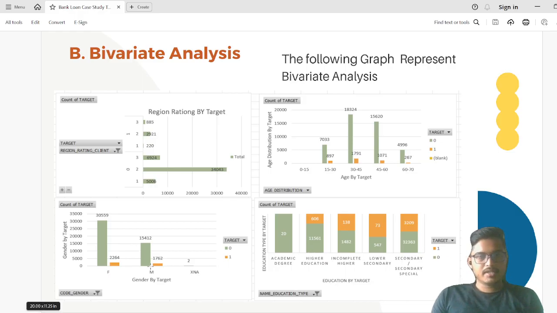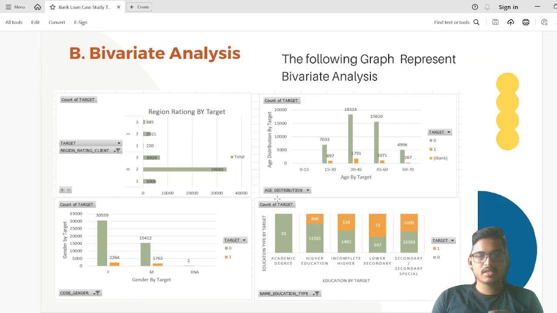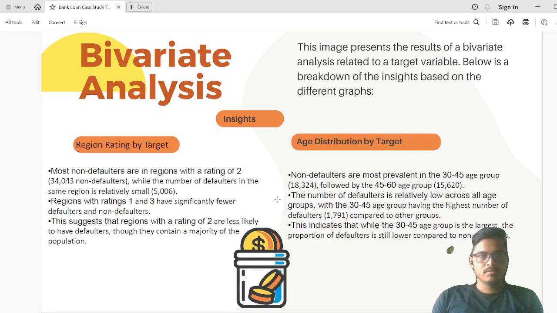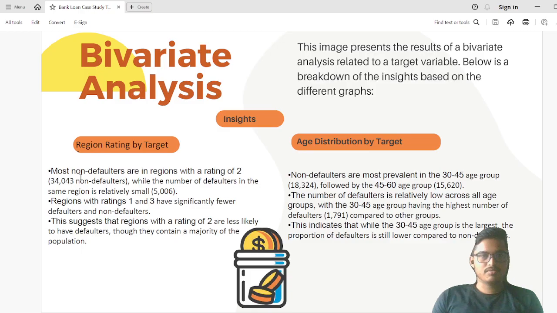Then gender by target. Okay. So coming back to the insights. What are the insights from these graphs? So the region rating by target, that is the first graph.